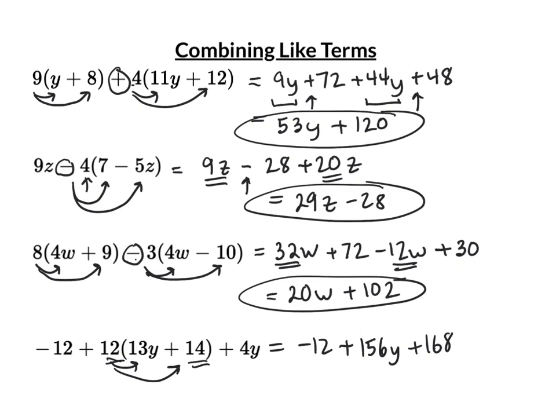And then after that, I have a plus 4y. Now I'll add up my y's. 156 plus 4 is 160y. Negative 12 plus 168 is 156 again.